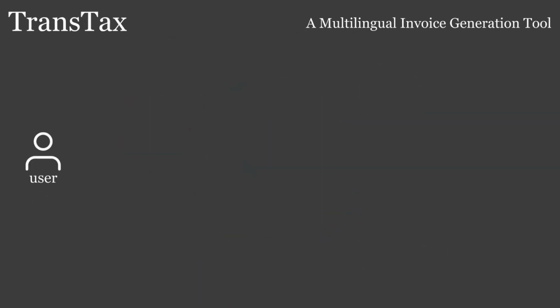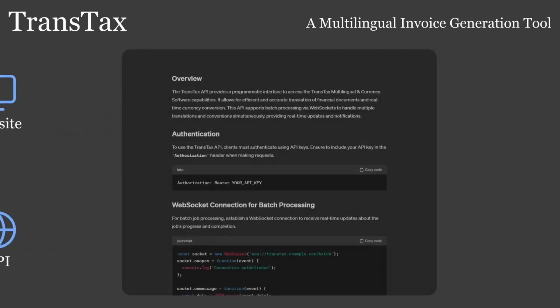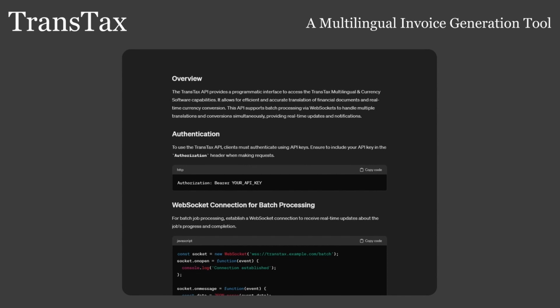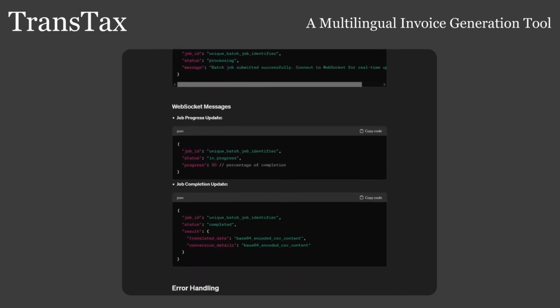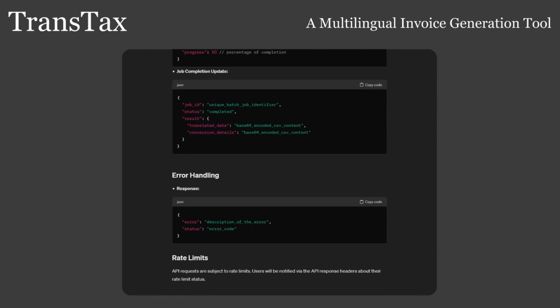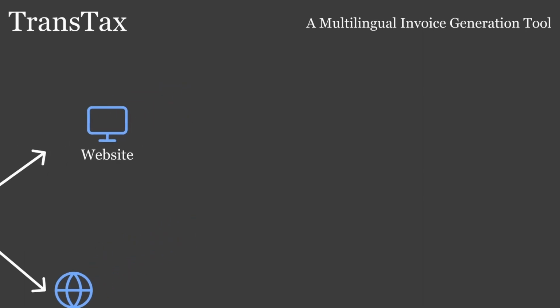When a user first comes to TransTax, they have two options. They can either use our application programming interface to programmatically access our services, and if they'd like to know how to do that, they can read our API documentation to learn about how we use authentication, WebSocket connections, endpoints, WebSocket messages, the various responses, error handling, and rate limits. The other option users have is to use our website.